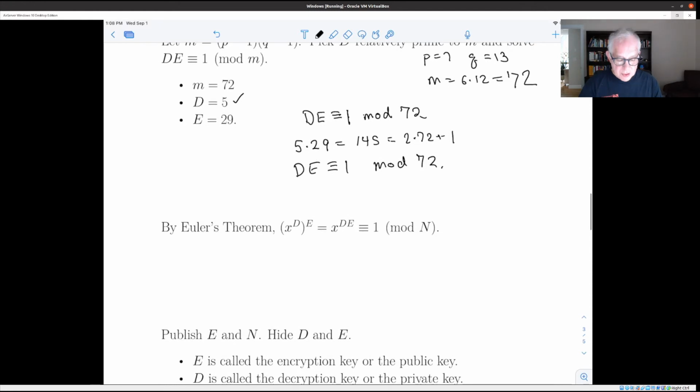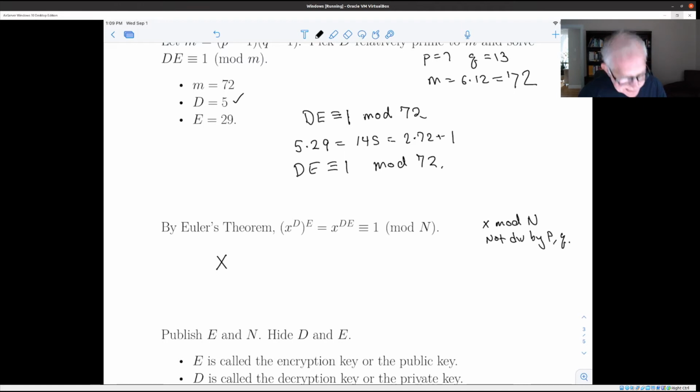Remember, the goal is to have a decryption key and an encryption key. And they need to be such that knowing one doesn't tell you the other. And D and E are going to play that role. And the thing that's going to make this whole thing work is that if you take X, any number mod N, so any residue class, now it has to be relatively prime to N, which means not divisible by P or Q.